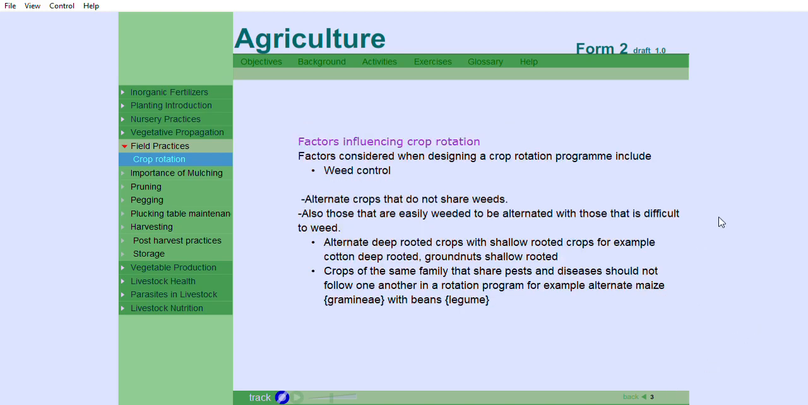Factors influencing crop rotation. Factors considered when designing a crop rotation program include weed control: alternate crops that do not share weeds, and those that are easily weeded should be alternated with those that are difficult to weed. Alternate deep-rooted crops with shallow-rooted crops; cotton is deep-rooted, groundnuts are shallow-rooted. Crops of the same family that share pests and diseases should not follow one another in a rotation program. Alternate maize or graminae with beans or legumes.